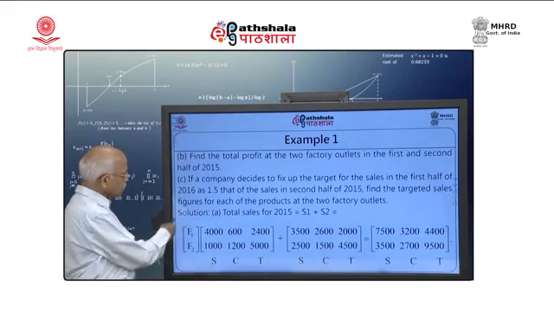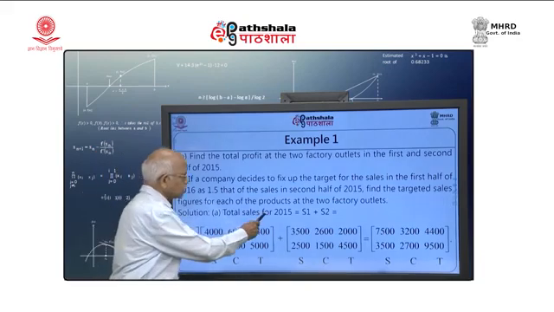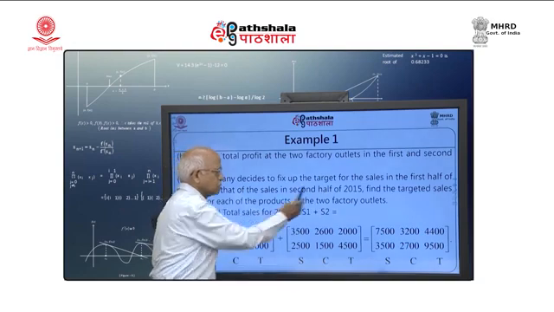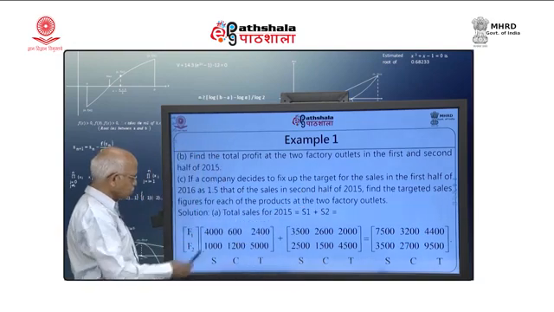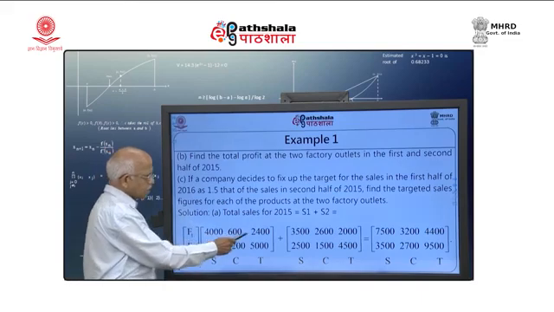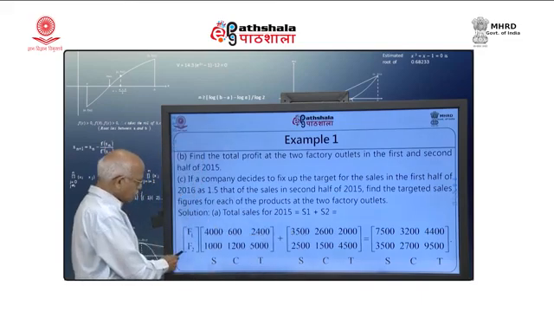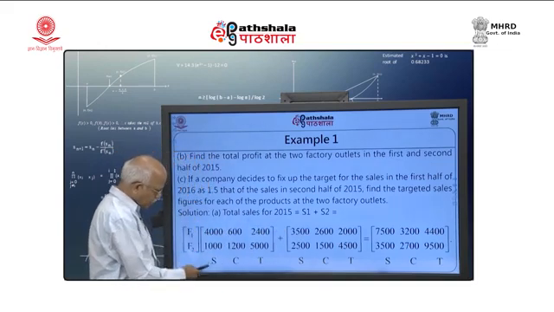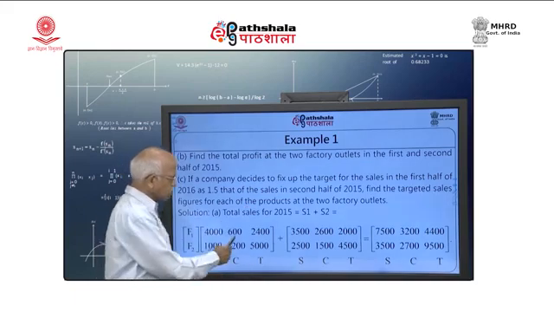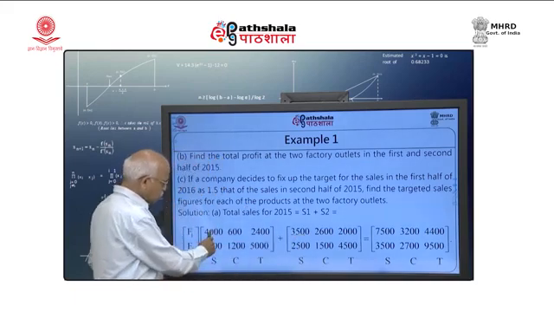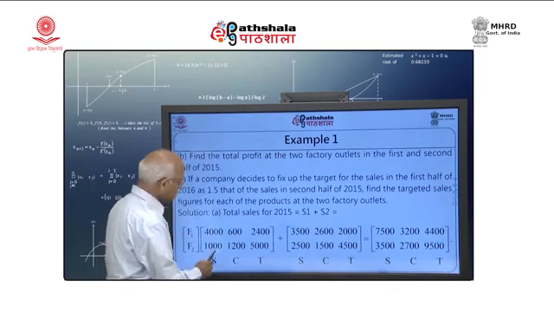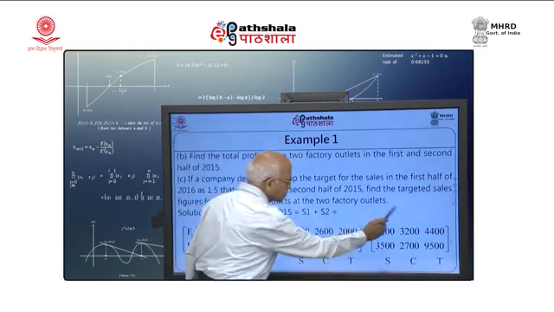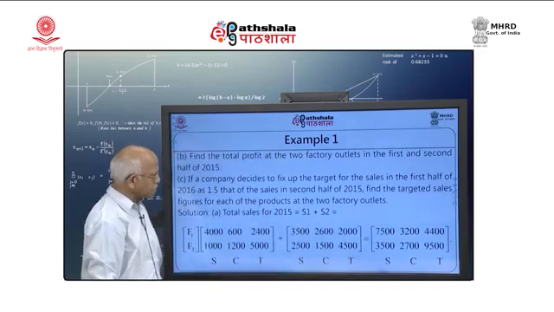And now, solution A will say that total sales for 2015 must be sales in the first part and sales in the second part. So, S1 plus S2. Now, S1 matrix is given by this, S2 matrix is given by this, these are the factory outlets. So, I have to add these two together, and when I add this together, this is the sofa figure, this is the chair figure, this is the table figure. Addition is term by term, so element by element. So, 4000 plus 3500 is 7500, 600 plus 2600 is 3200. Likewise, I get that addition matrix.